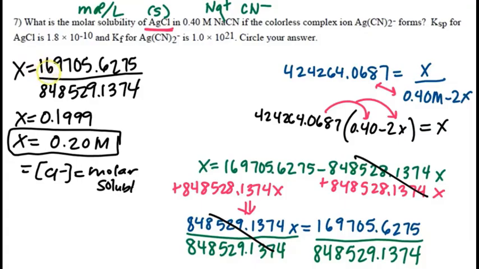So in my calculator, I have 169,705.6275 divided by 848,529.1374. My x value is going to equal 0.1999. My significant figures should be 2, so my x is equal to 0.20 molarity. Now, this x is equal to the concentration of Cl- at equilibrium, which is also going to be equal to the molar solubility of AgCl. So x is going to equal our answer, which again is 0.20 molar.